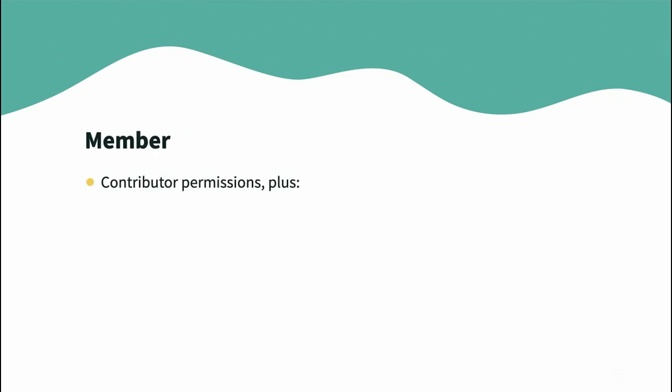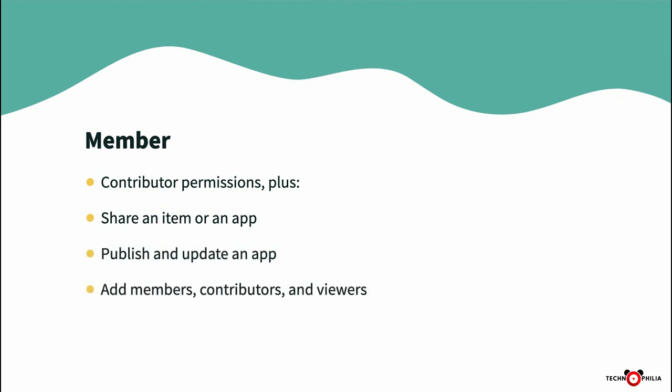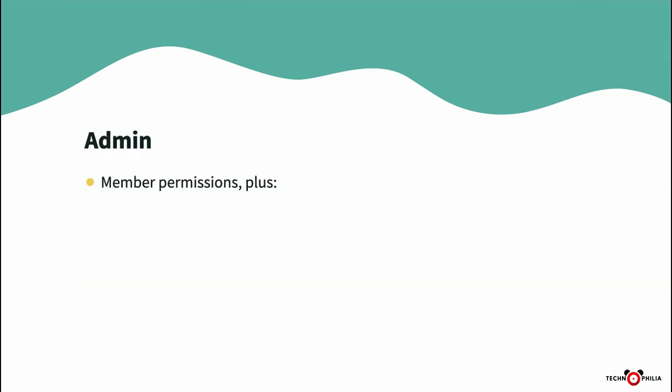They have all of the contributors' permissions, but they also have the ability to share an item or an app, including allowing others to reshare items. They can publish and update apps, and they can add people with their permissions and below. So they can't add an admin, but they can add other members, contributors, and viewers. One way to think about this is that when you make someone a member, you're giving them a semi-administrative role. An actual admin can do everything that a member can do, plus they can add and remove admins, and they alone have the ability to delete a workspace.